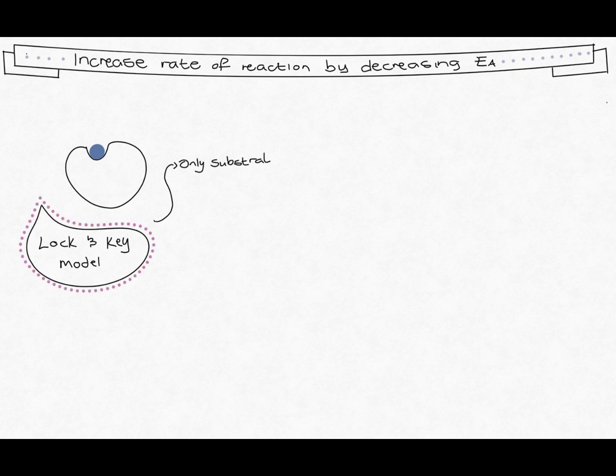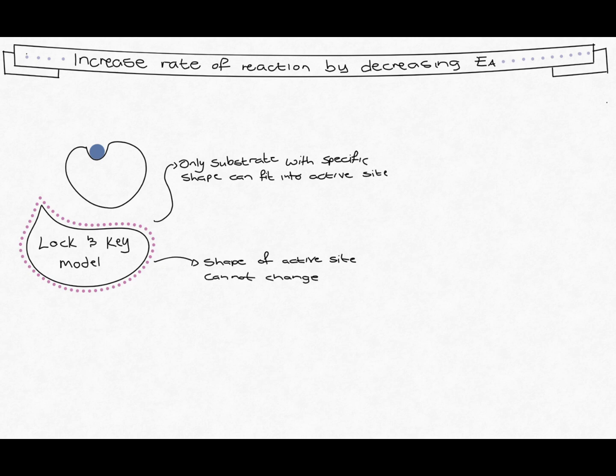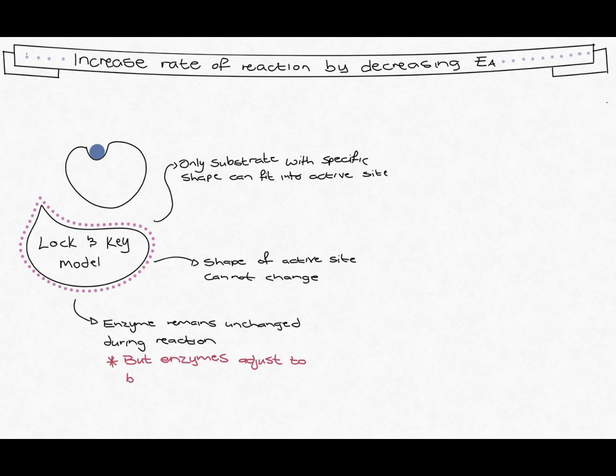key model. Now, the lock and key model says that only substrates with a specific shape can fit into the active site. It also says the shape of the active site cannot change and that the enzyme will remain unchanged during the reaction. But there's some limitations. We know that enzymes can adjust to better interact with their substrate, and for this to be able to occur, our enzyme must be able to adjust its shape.